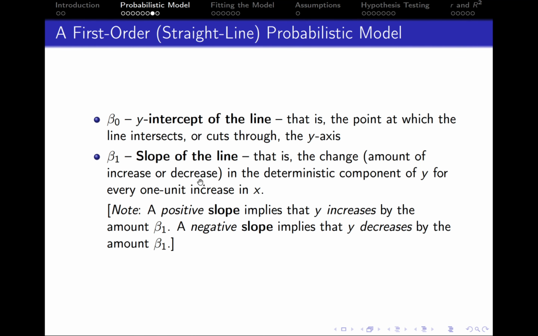Please remember that a positive slope implies that there is a positive relationship between y and x. That means that when x increases, y will increase as well. And a negative slope implies that there is a negative relationship between y and x. So when x increases, y will decrease.